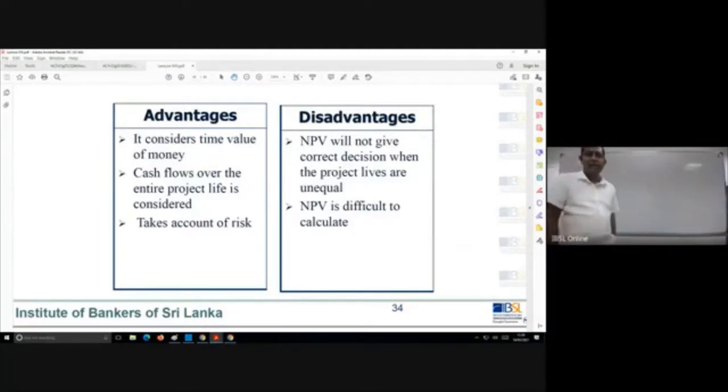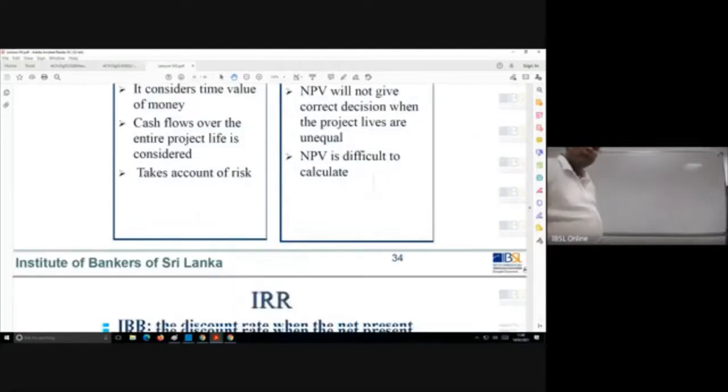Disadvantages: it is difficult to calculate and it will not give a correct decision when the project lives are unequal. 8, 10, 5 you can't compare, it has to be 5, 5, 5 for 3 projects. Then we go to IRR calculation.